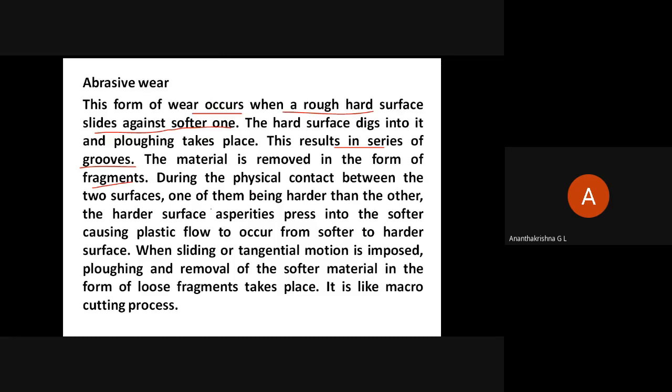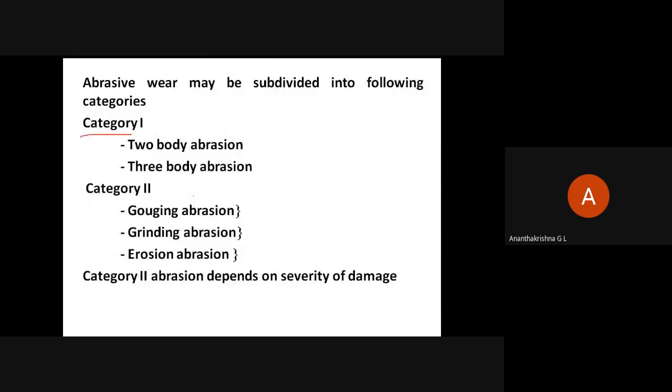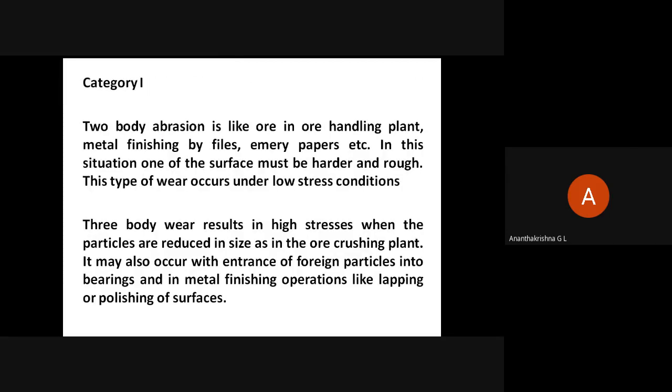So this is what we learned in case of abrasive wear, and abrasive wear is subdivided into category 1 and category 2. Under category 1, we had 2-body abrasion and 3-body abrasion. Category 2 has gouging, grinding, and erosion abrasion. 2-body abrasion is like ore in an ore handling plant or metal finishing by files. This is very important. You have a softer job material and a very hard file. So metal finishing by files is under 2-body abrasion.